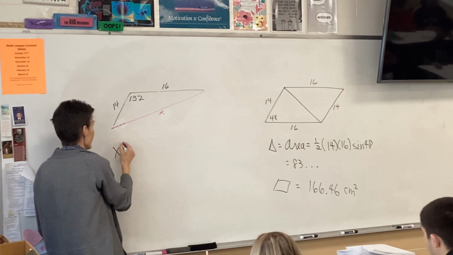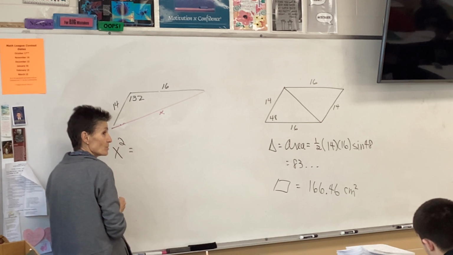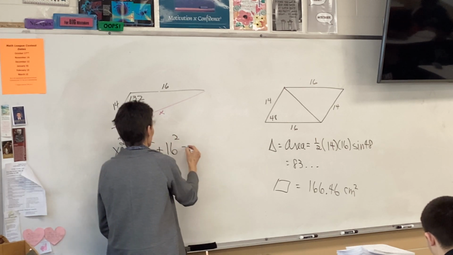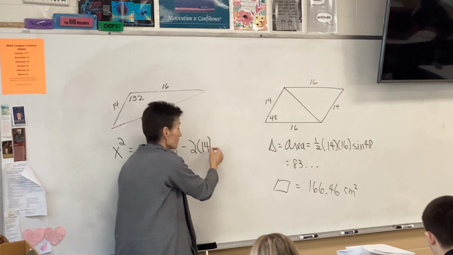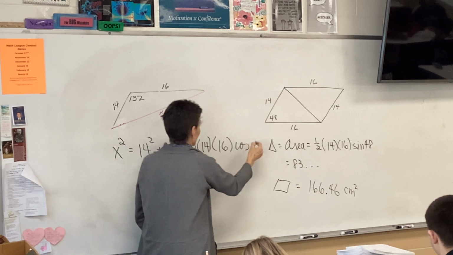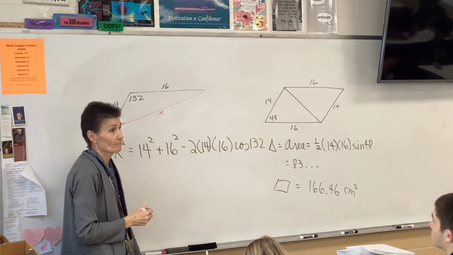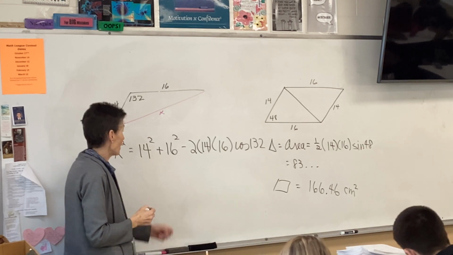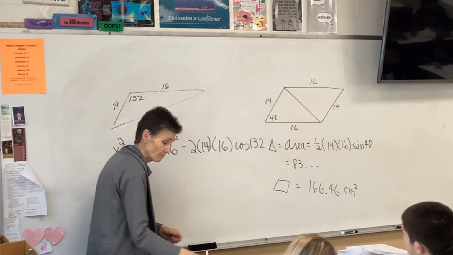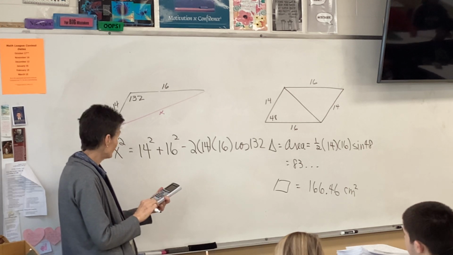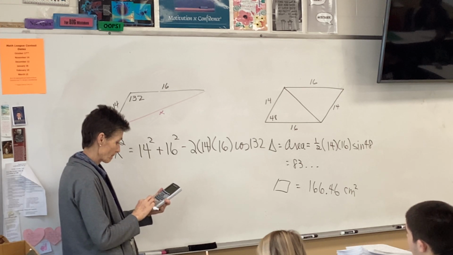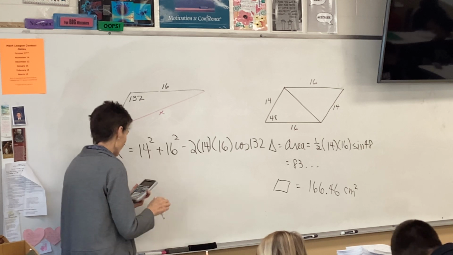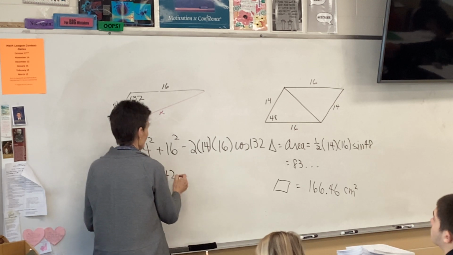So what's it going to say? X squared equals. Who remembers from yesterday? X squared equals 14 squared plus 16 squared minus 2 times 14 times 16 times cosine of 132. That's exactly right. Good work. Now, because the variable's over here, I'm just gonna type that in. These are the ones you have to remember to take the square root. I got 27.42 centimeters.